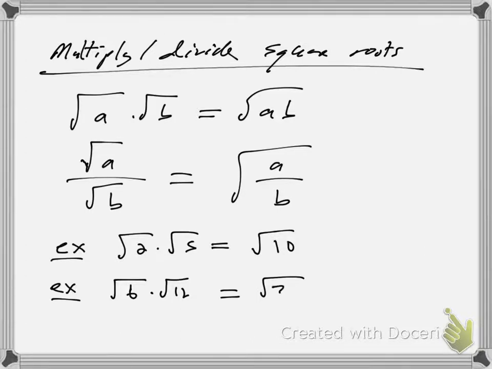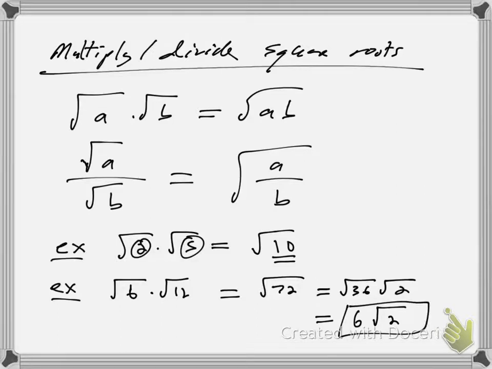I'm going to rewrite that because that's not simplified. The square root of 10 is simplified because its only two factors are 2 and 5, and neither of those are perfect squares. But the square root of 72 I could break up as the square root of 36 and the square root of 2, because 36 times 2 is 72. But the square root of 36 is 6. And then I'm just left with the square root of 2. Okay? I can also divide square roots.